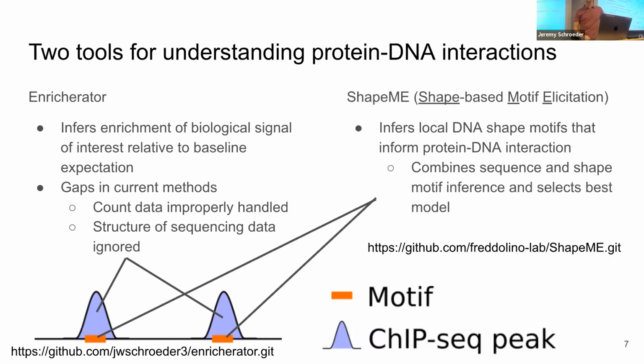The second tool I'll tell you about is called ShapeME. That stands for Shape-Based Motif Elicitation. It's designed to be a complement to current sequence-based motif inference tools. It's not designed to replace them, but instead of looking only at sequence of DNA for motifs, it looks at local shapes in the DNA for motifs. And you'll see the GitHub repos for both of these are on this slide if you're interested, and you should be. Take a look at those repos.